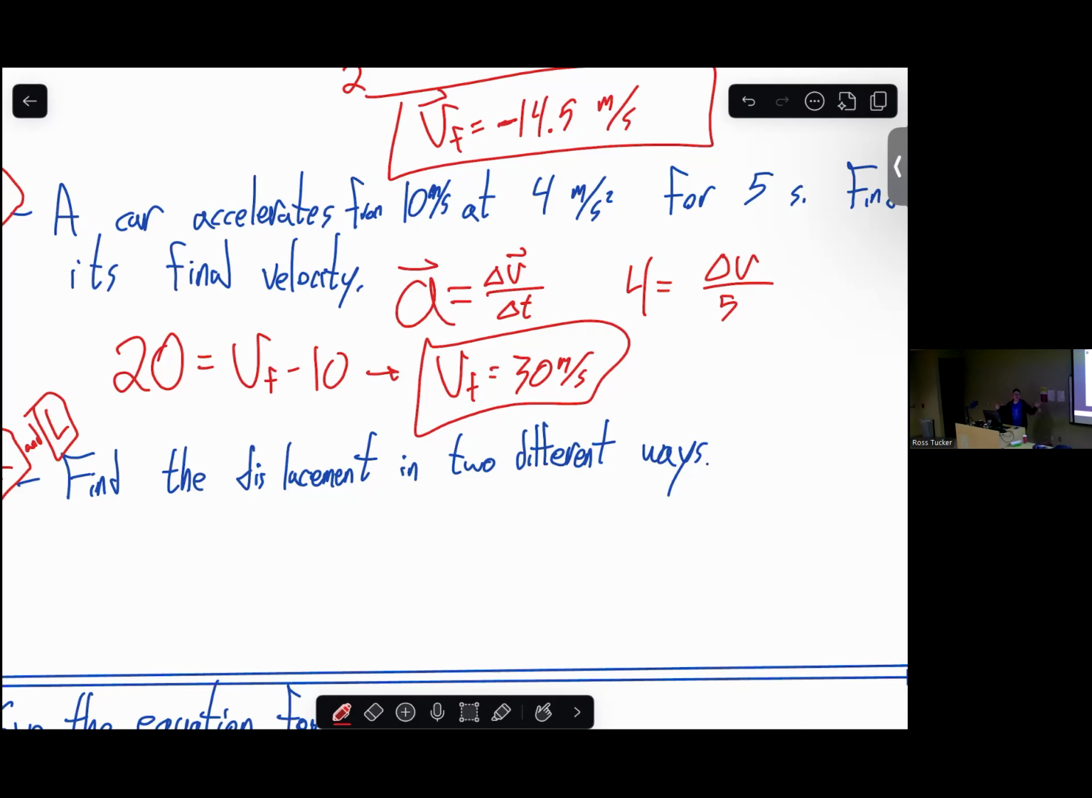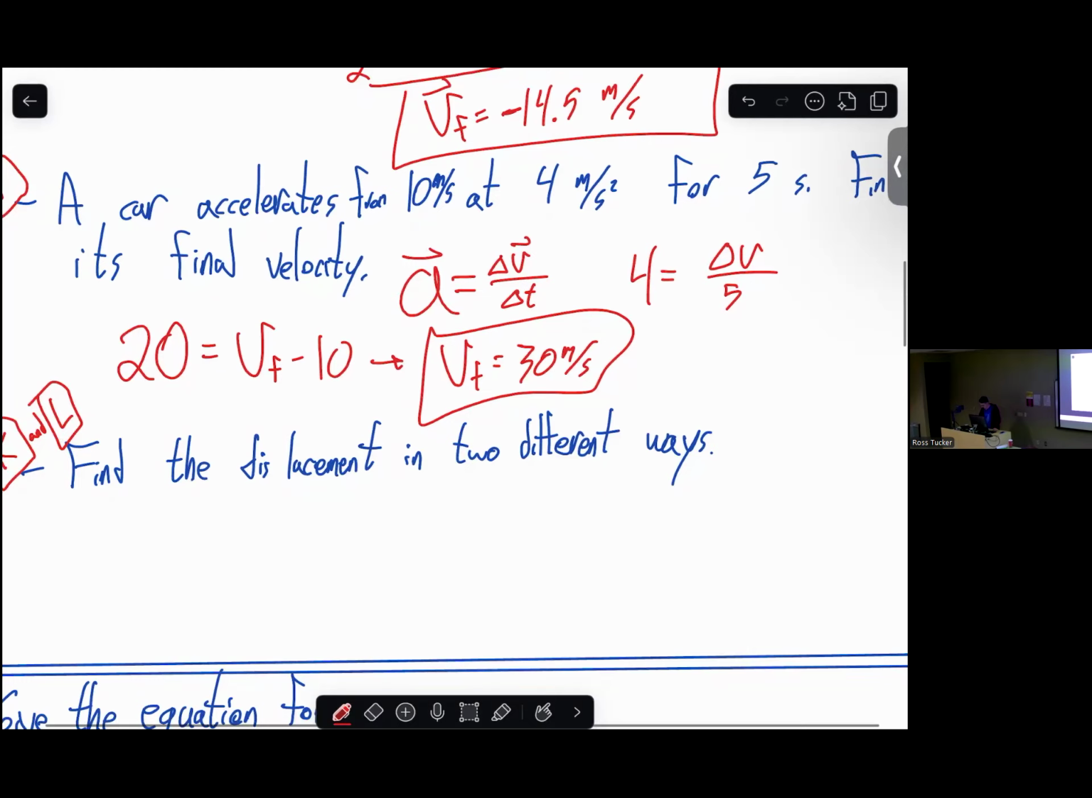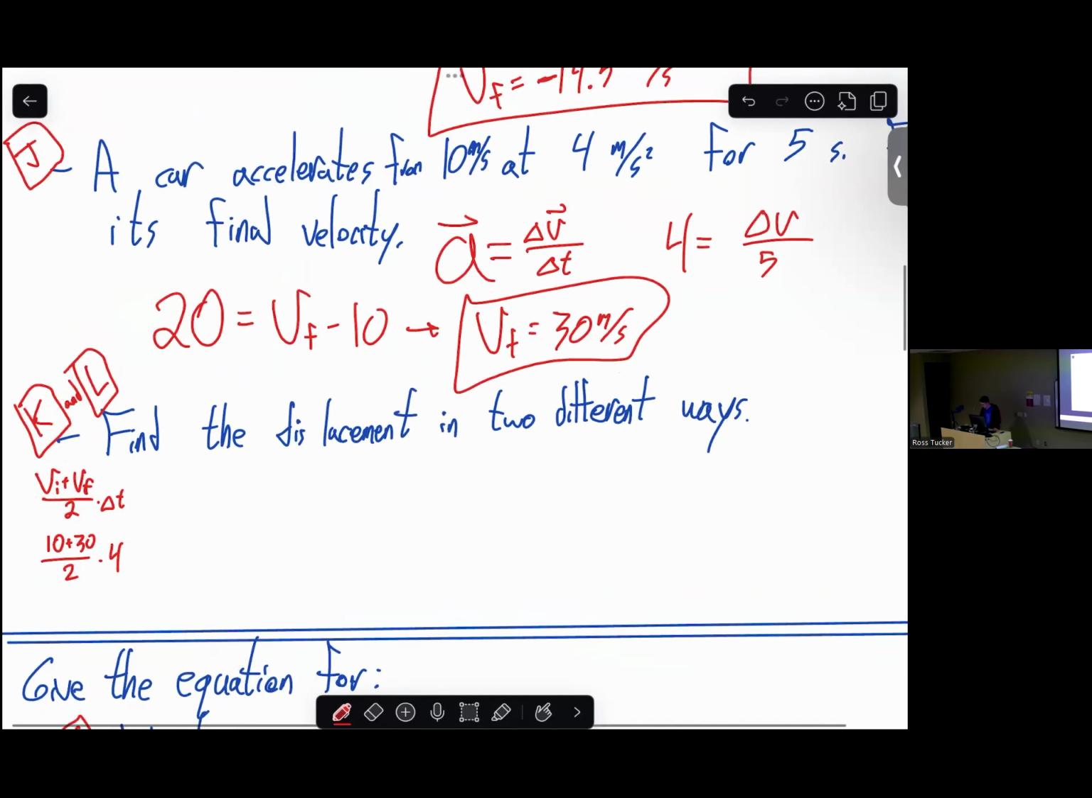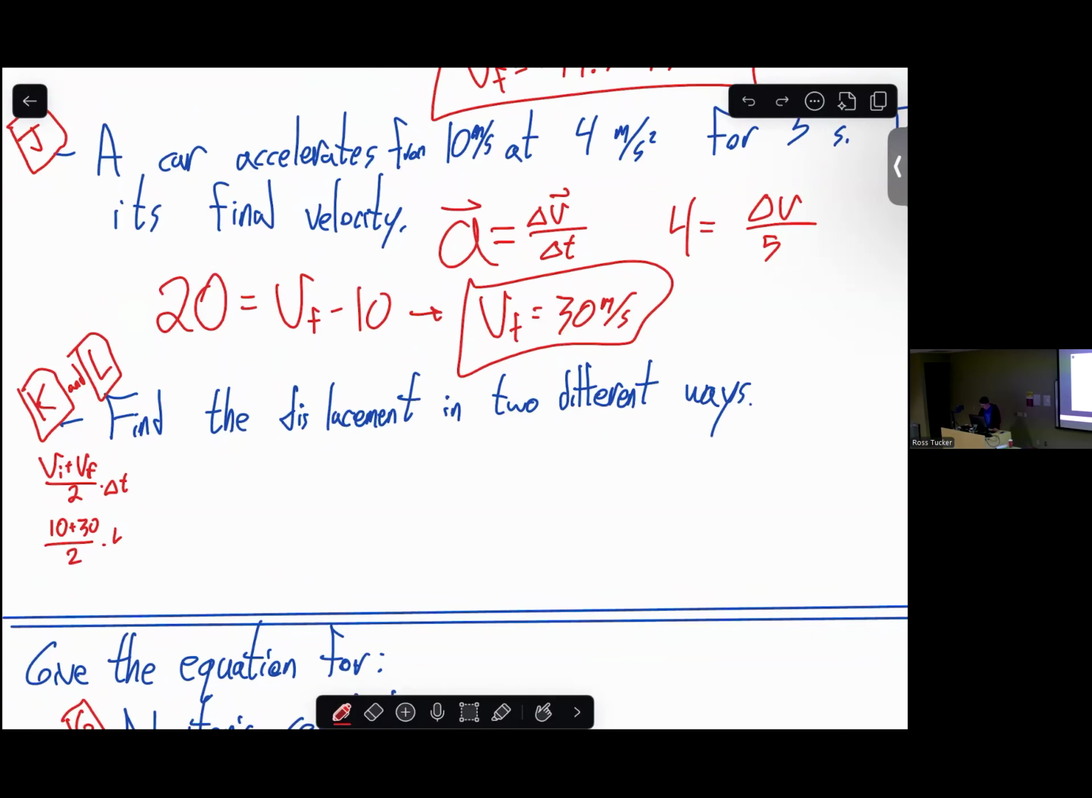Okay, now there are, as I said, at least, probably even more ways to apply these equations to get the displacement. Here are 3 possibilities. First off, I could use the V initial plus V final. I've got these numbers, so I might as well plug them in. V initial 10, V final 30, times 4. I mean, 10 plus 30 is 40, divided by 2 is 20. T is not 4. 20 times 5 is 100.